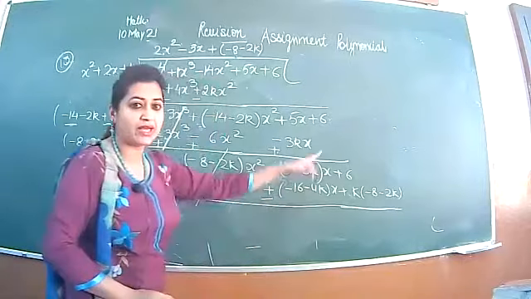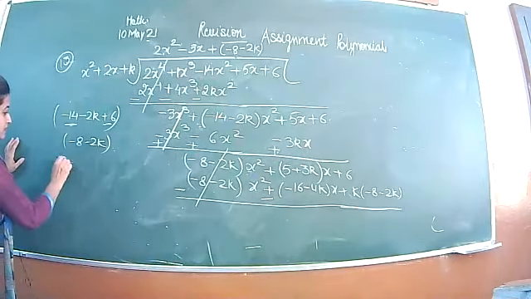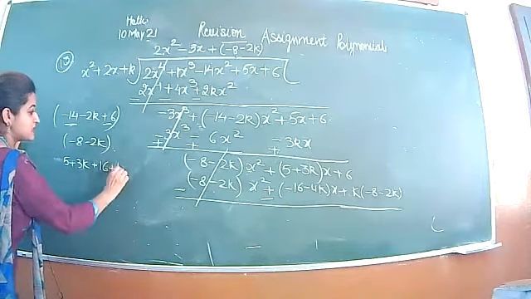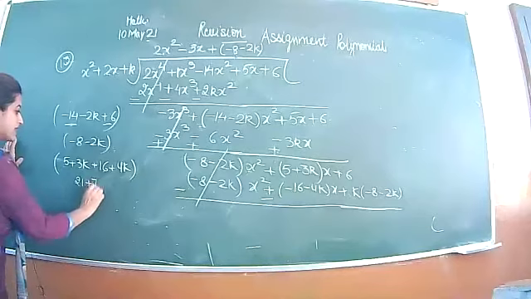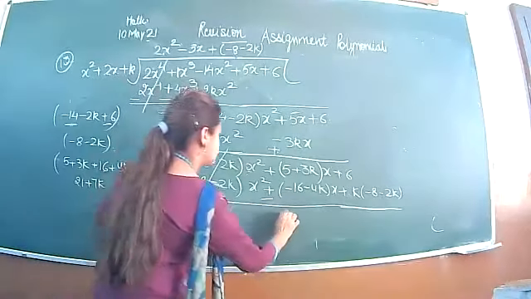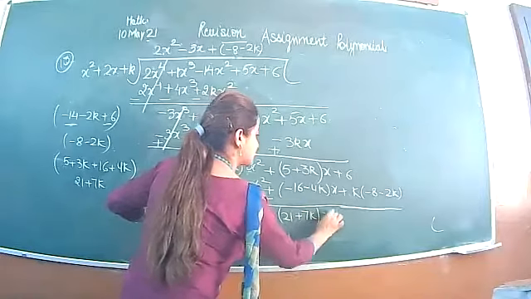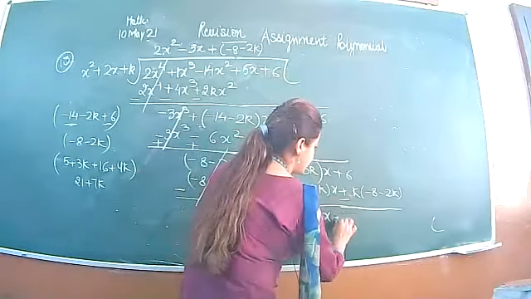Now we have to solve this. I will write on the rough. What term will come? 5 plus 3k plus 16 plus 4k, 21 plus 7k. Answer is 21 plus 7k x. Sign change, 6.